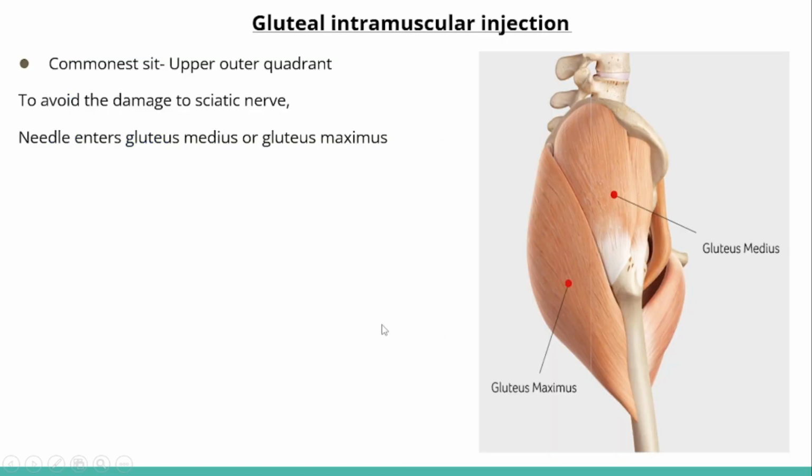Gluteal region is a common site for administering intramuscular injections. By selecting the upper outer quadrant, the needle reaches the gluteus medius and minimus without damaging the sciatic nerve.